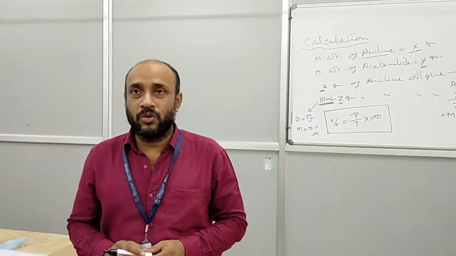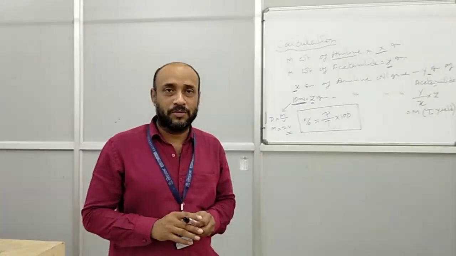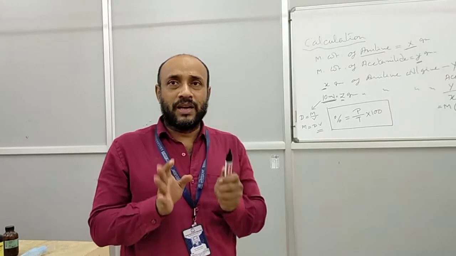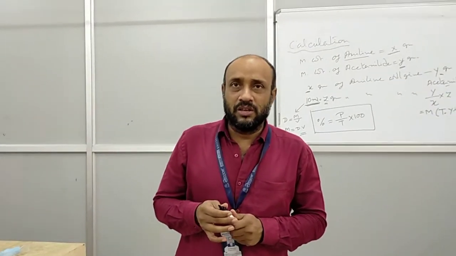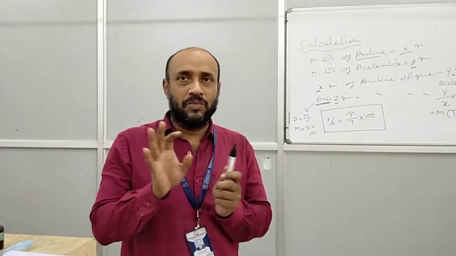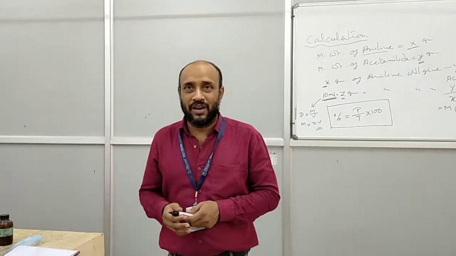So today we are going to synthesize that compound. After synthesizing, how do we write the observation? First, make three columns. Under these columns, we have to write first the color of this crystal. It may be white or yellow or whatever color is there.